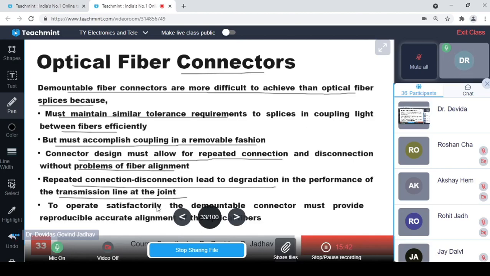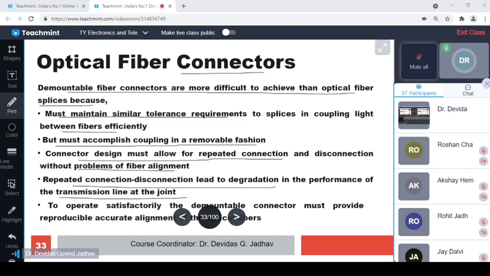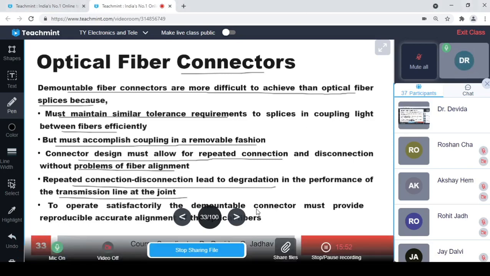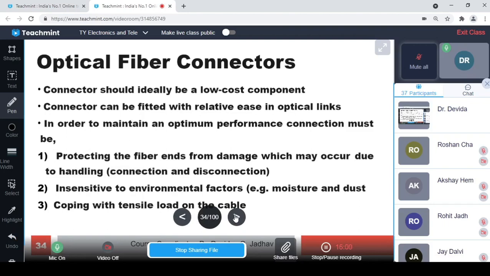To operate satisfactorily, the demountable connectors must provide reproducible and accurate alignment of fibers. So the connector should ideally be a low cost connector, fitted with relative ease in optical links.